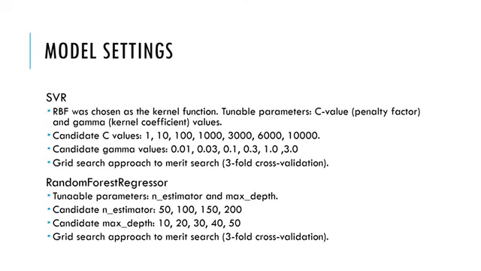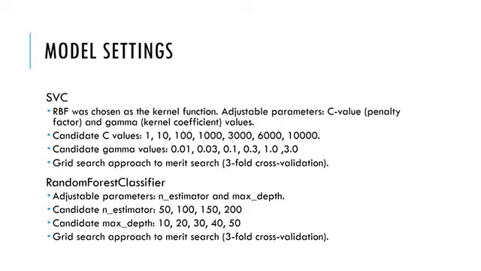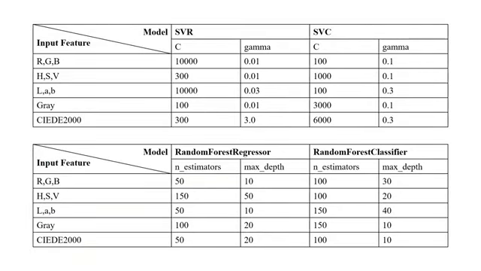This is the setting of model parameters. The kernel function of SVR is the RBF kernel function. The tunable parameters are C and gamma. The tunable parameters of random forest regression are n_estimators and max_depth, and we use grid search to search the best parameters through threefold cross-validation. SVC and random forest classification are set up in the same way as SVR and random forest regression. This is the best parameter searched out by using grid search.